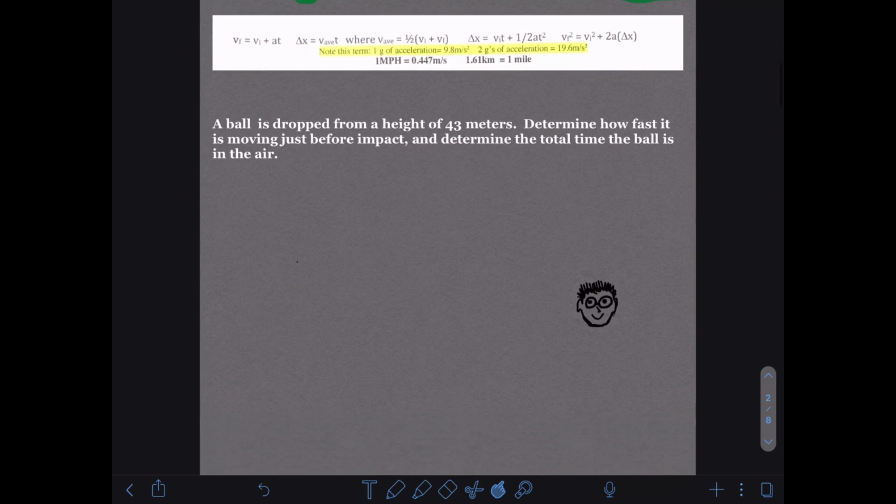If in a problem we have a ball dropped from a height of 43 meters, determine how fast it's moving before impact, and then determine the total time the ball is in the air. Well, we've got to set this up, and again, I'm going to draw a quick picture and say, okay, I have a ball, and it is 23 meters above the ground.